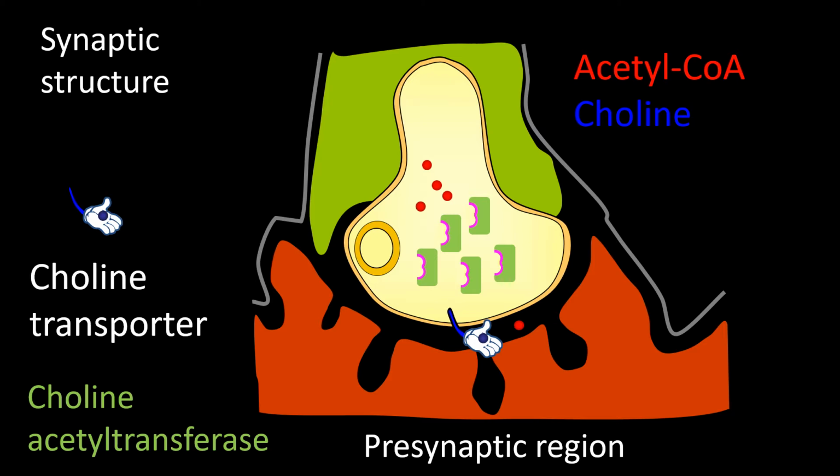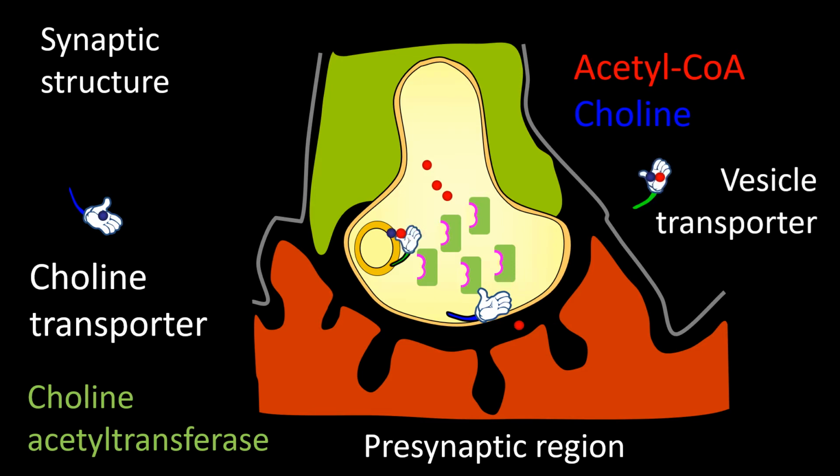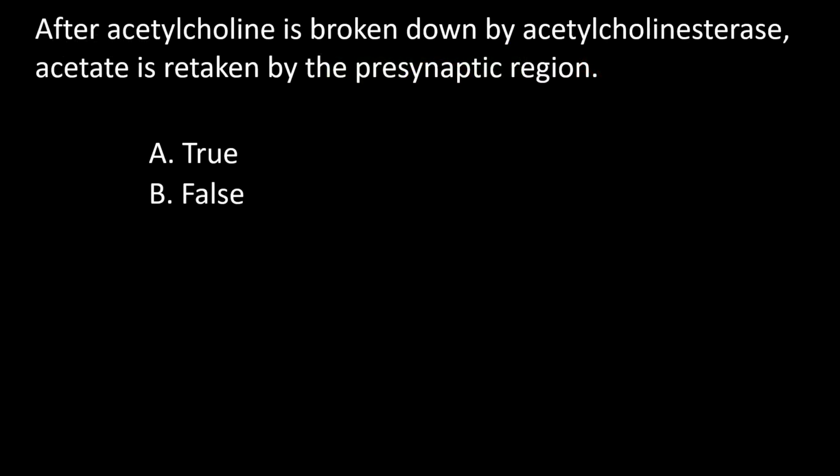Now I have introduced a cartoonish representation of the choline transporter unit that brings the choline from the junction into the presynaptic region. Once inside the presynaptic region, choline travels towards the choline acetyltransferase and is induced by the enzyme to join acetyl-CoA, thus creating an acetylcholine molecule. Then the newly formed acetylcholine molecule, using a vesicle acetylcholine transporter, enters the vesicle. So the answer to this question is false.